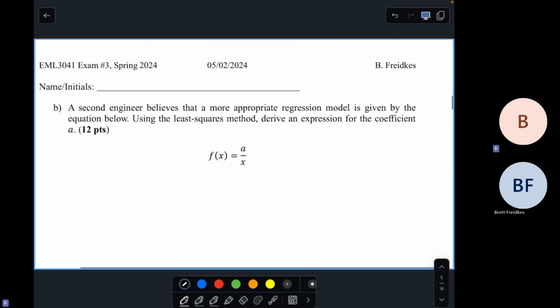A second engineer believes that a more appropriate regression model is given by the equation below. Using the least squares method, derive an expression for the coefficient A. This one gave people a lot of issues. So you have to first know what the least squares method is.